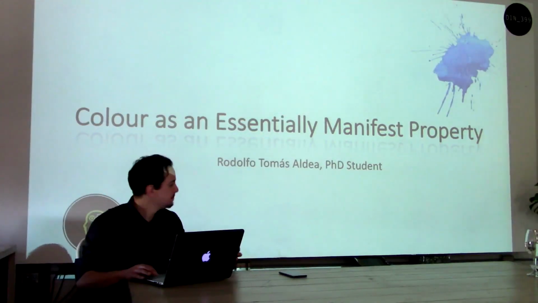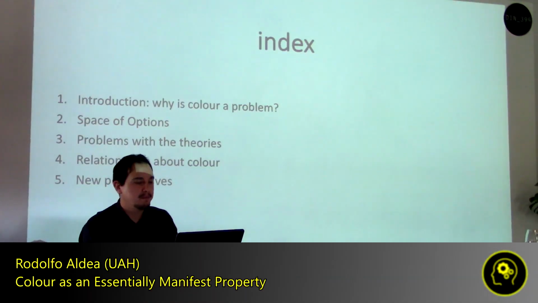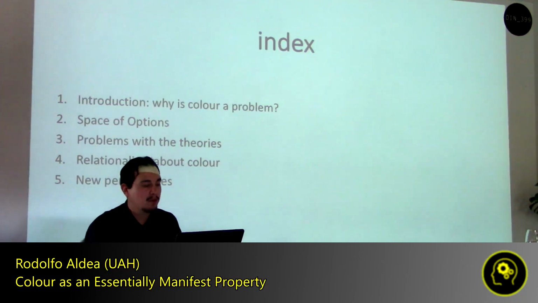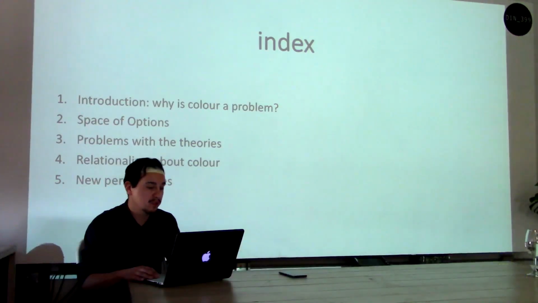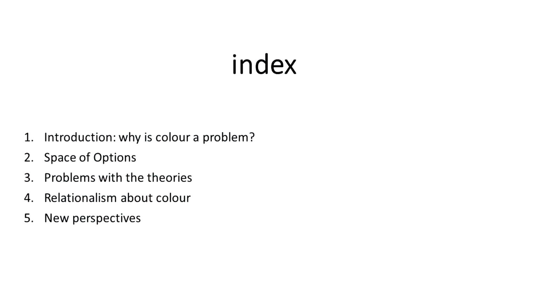Okay, this is going to be my strategy here. First, I'll start with an introduction about the debate around the phenomenon of color. I'm going to explain why there is a debate at all. Then I'm going to introduce the main contemporary positions in this debate, like the space of options. After that, I'm going to put my attention on the main problems these positions share.